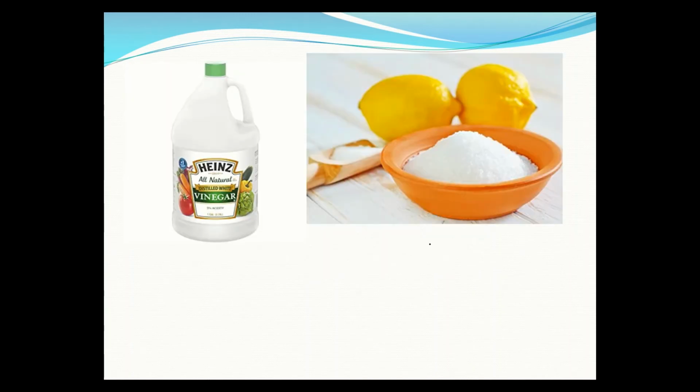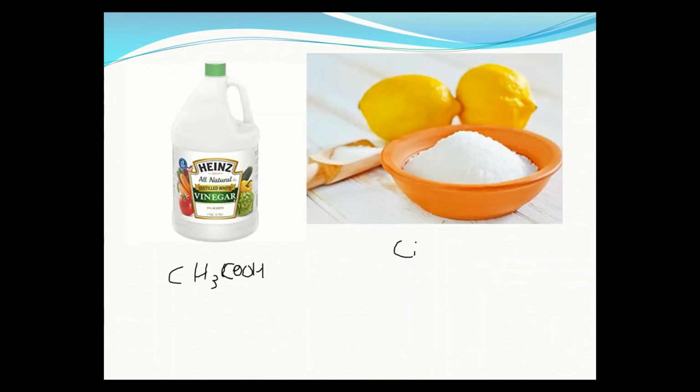Anyways, so examples of organic acids are vinegar, right, which is CH3COOH. We have 2 carbons, so it's ethanoic acid. And then this is citric acid, which is in fruit and makes things sour. So citric acid is another example of an organic acid. And citric acid is super complicated, so you don't have to write that one out.